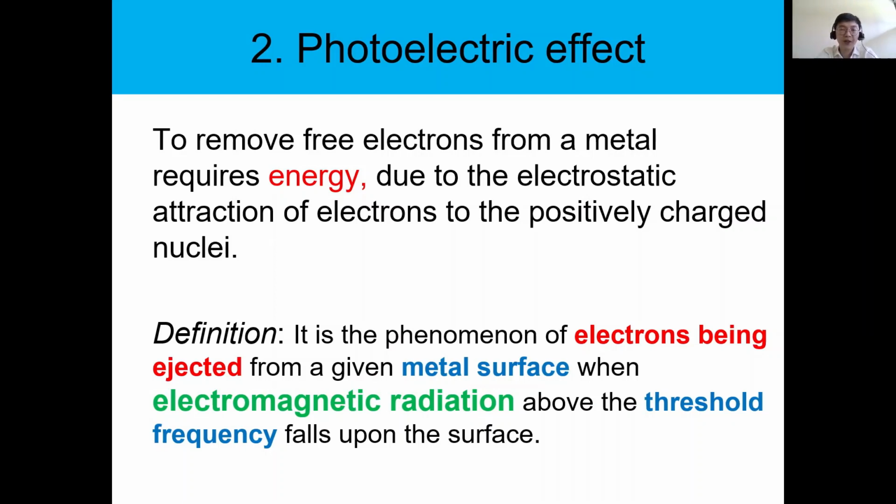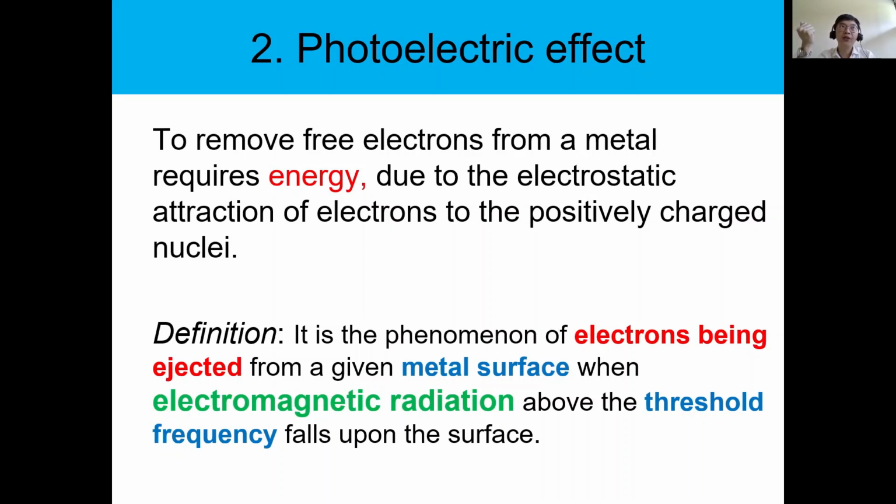So in this definition, there is an actor, which is the incoming electromagnetic radiation. There is a metal that's being acted upon, and there are the electrons that are being ejected. And here I want to point you towards the words electromagnetic radiation. If you look at some of the books or even online, instead of saying electromagnetic radiation, some people say it is when light above the threshold frequency falls upon the surface.